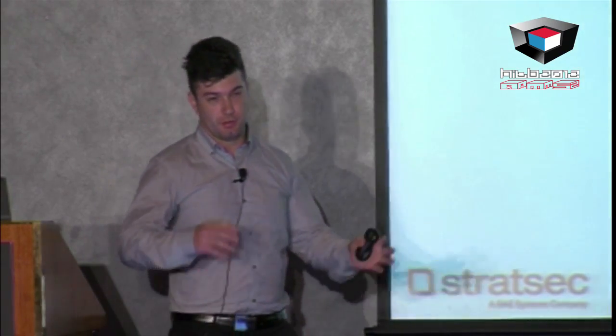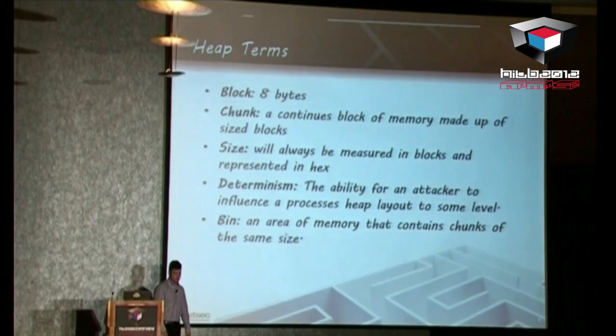We'll just cover some heap terms quickly. A block is essentially represented as 8 bytes. That's just how it's calculated in memory. A chunk is a continuous block of those bytes, and a size is represented by the number of blocks. So if you say a size of 4, we're talking about 32 bytes.